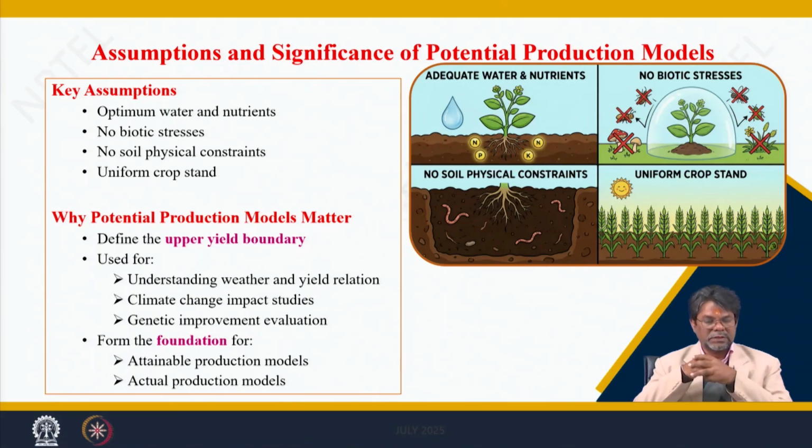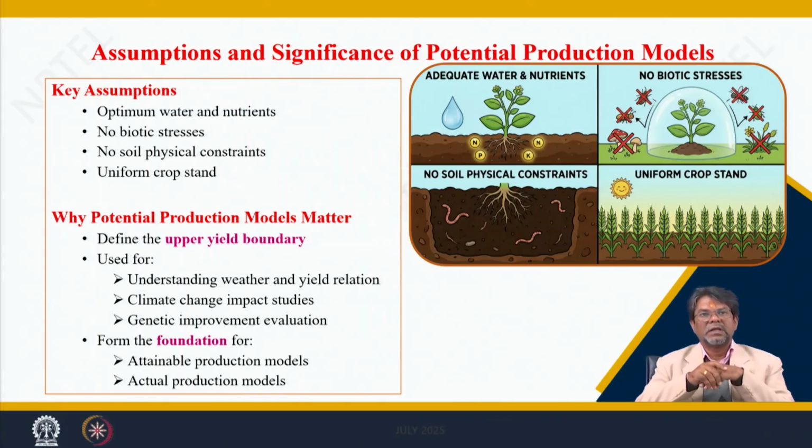So, the assumption is that the crop does not suffer from water and nutrient stress, and no biotic stress, that means the crop is well protected from pest infestations and does not suffer from any type of biotic stress. There are no soil physical constraints, no pollutants in soil, all the nutrients are optimum and well supplied to the crop, and a uniform crop stand. These are some of the assumptions you take when you go for potential production, particularly in a particular area.